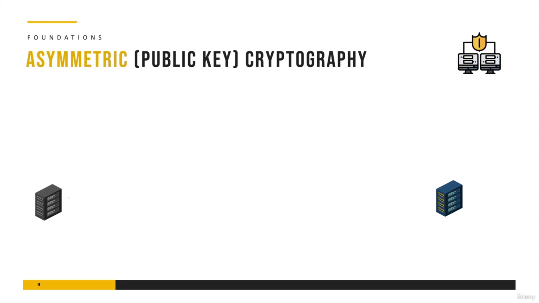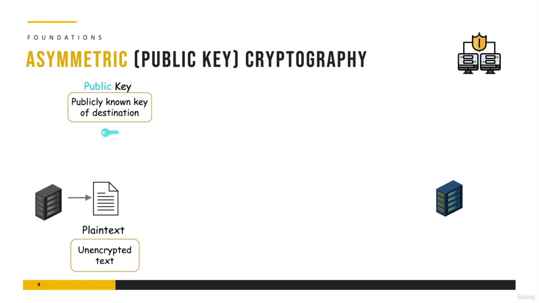So what happens in public key cryptography is that, let's say you have a plain text document. What you're going to do is use the public key of the destination. So the destination, let's say it's a server, has shared its public key, which is known to everyone in the world. And you basically encrypt your document using this public key, right?